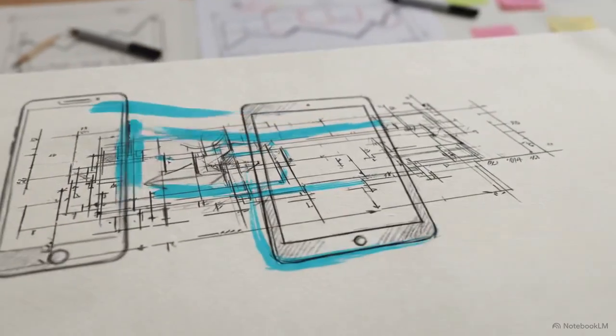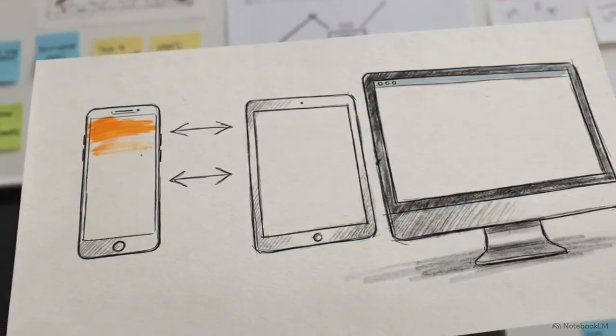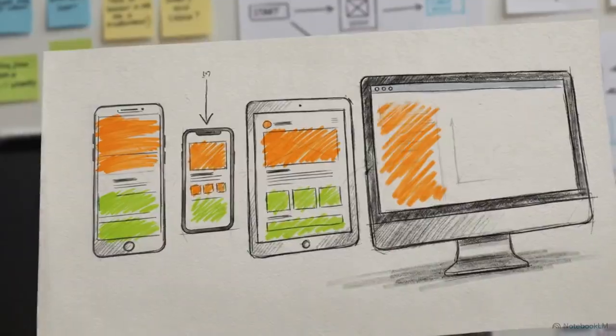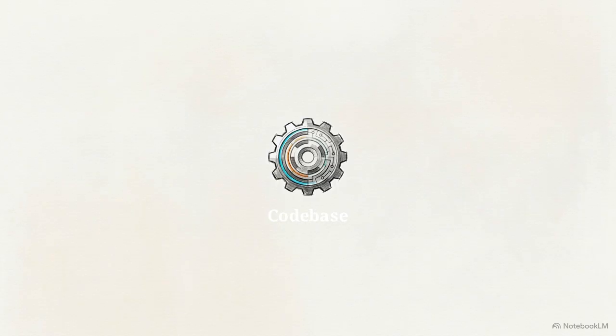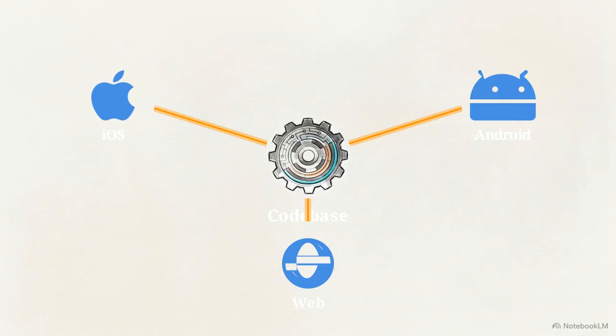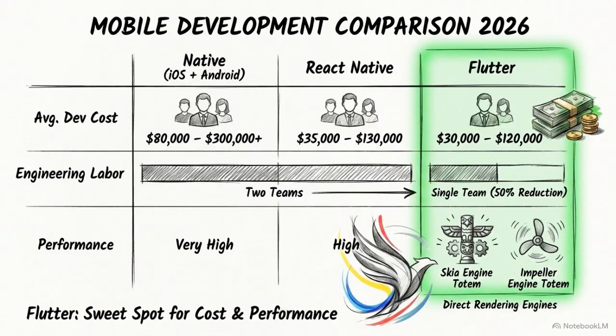If you are building a mobile app today, you are essentially deciding how fast you want to burn your capital. Traditional native development forces you to hire and pay two completely separate engineering teams, one for iOS and one for Android. Flutter changes that equation by allowing your team to write one single codebase and deploy it across every platform simultaneously. This table shows the stark differences.